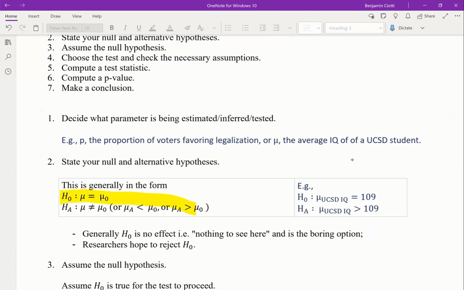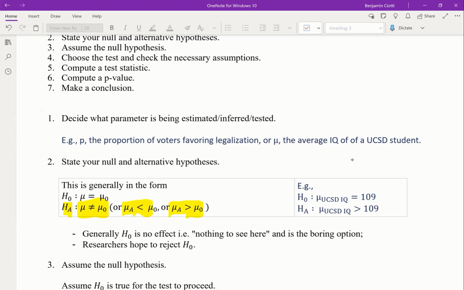And this usually looks something like this. You write down what your null hypothesis is, and it's usually of the form mu equals some number. So mu is the population parameter that you're trying to infer. And your null hypothesis is that it's some number that you're told or you suspect, or for whatever reason, is the number that you're performing your hypothesis test against. And then your alternative hypothesis will be that, well, no, it's not equal to that number, or it's less than that number, or it's greater than that number.